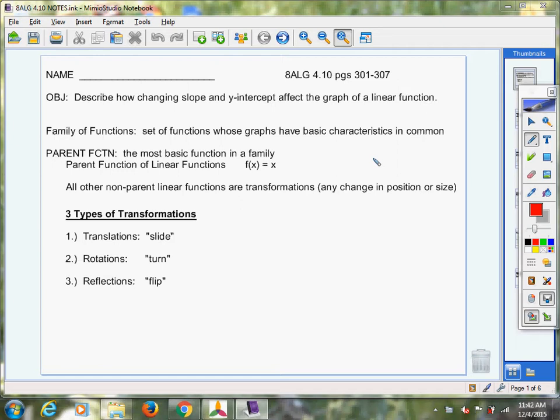Remember, a family of functions is just a set of functions whose graphs have basic characteristics in common. I'll try and point that out to you. A parent function is the most basic function. You cannot get any more basic than that. For linear functions, the parent function is y equals x, or f of x equals x. It goes through the origin. Most parent functions go through the origin.